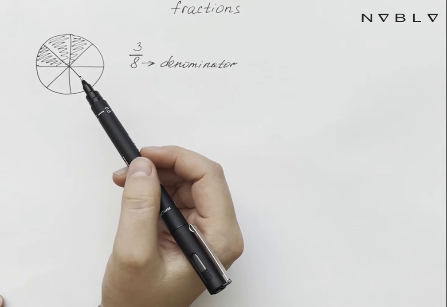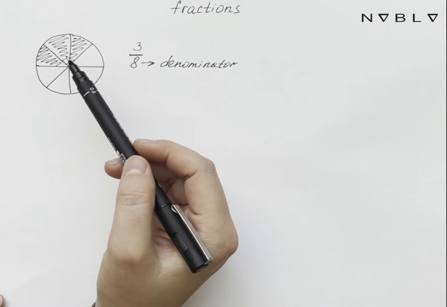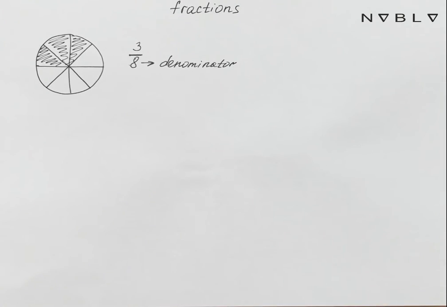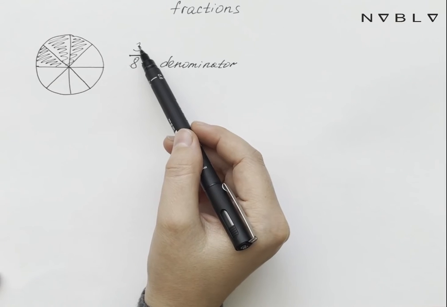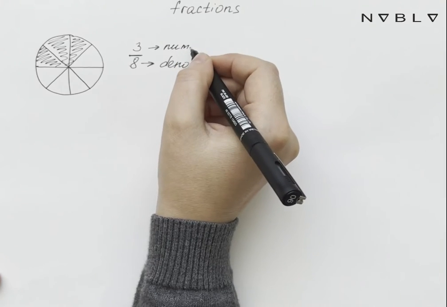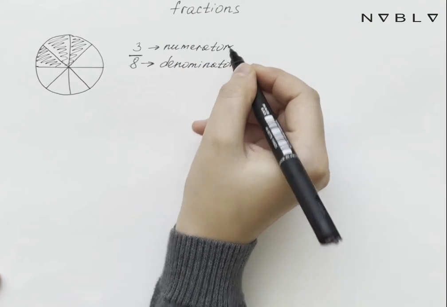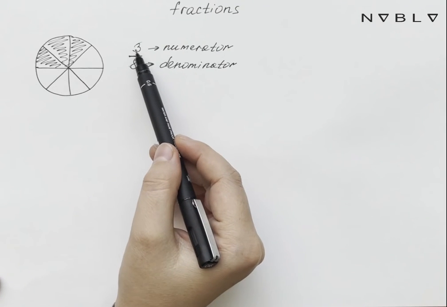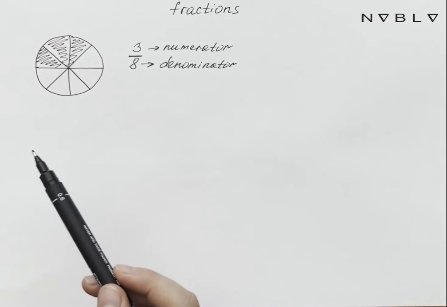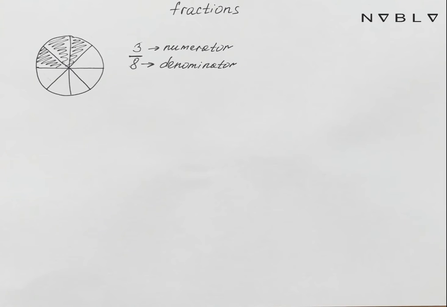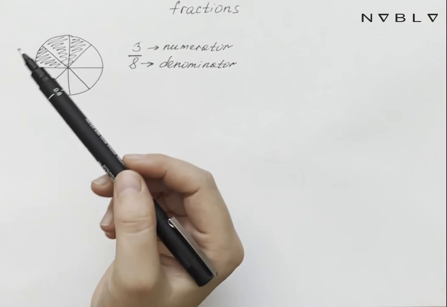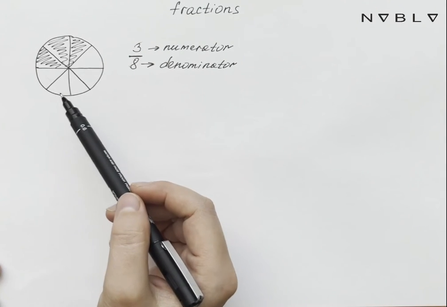For example, if we have a pizza pie with 8 slices, the denominator of our fraction would be 8, like this. And the top part of the fraction is called the numerator. The numerator tells us how many parts of the whole we have. We have 3 parts. And for example, if I'm really hungry and I take 3 slices from the pizza pie, the numerator will be 3.